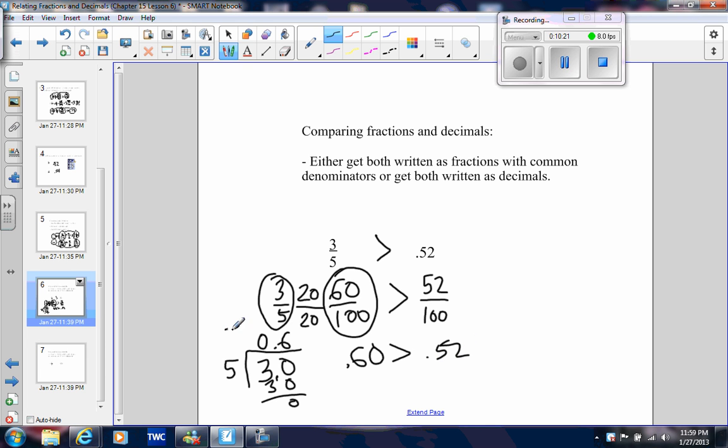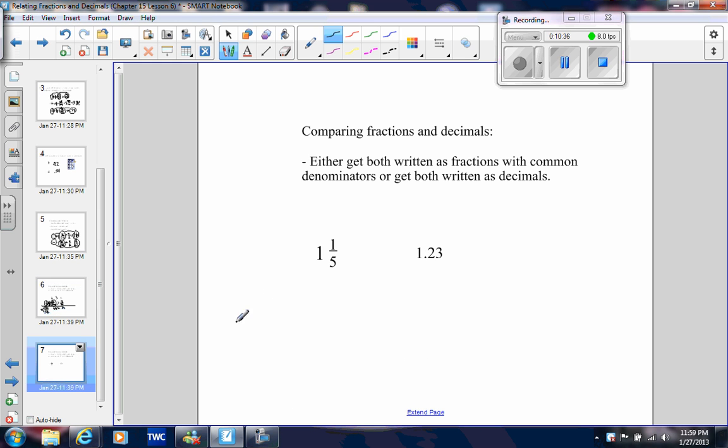I did this two separate ways here. One way I got them both turned into fractions with a denominator of 100. And down here I got them both turned into decimals, and I can compare them easily. I'm going to do the same thing here. I've got 1 and 1/5, 1 and 23/100ths. Okay, so this is 1 and 23/100ths. This is 1 and 1/5.